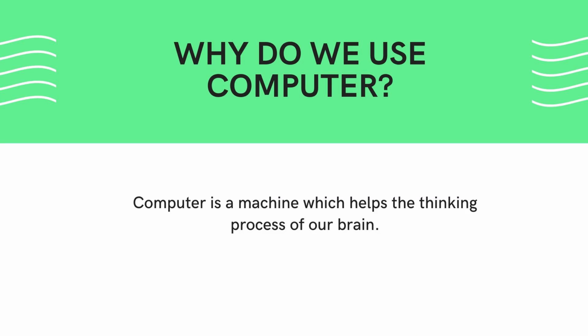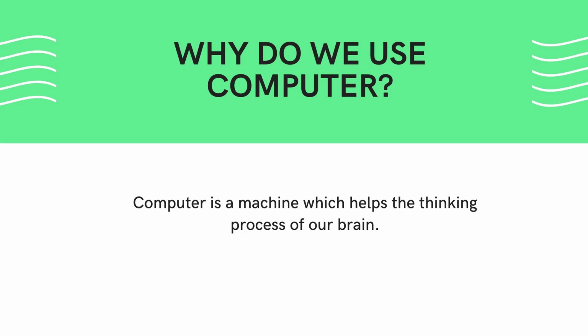Then why do we use computer? Computer is a machine which helps the thinking process of our brain. Just like a bicycle that helps us travel faster than walking, the computer is the bicycle for the brain. It helps thinking process of our brain. A bicycle helps our legs to move the pedals and go from one place to another. And a sewing machine helps our hands to stitch clothes. Similarly, a computer helps our mind to think.